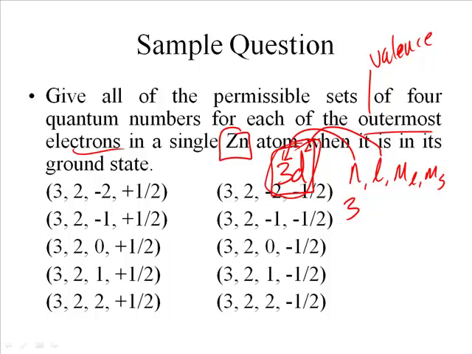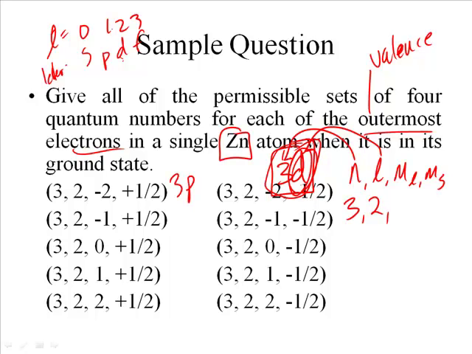L is, remember that when L equals 0, 1, 2, or 3, the letter that you use is S, P, D, or F. Notice that we're in the 3D orbital. So when L equals 2, then you're in the D. So when it's D, the L must equal 2. If it was 3p, then L would have to equal 1. If it was 3s, it'd have to equal 0.